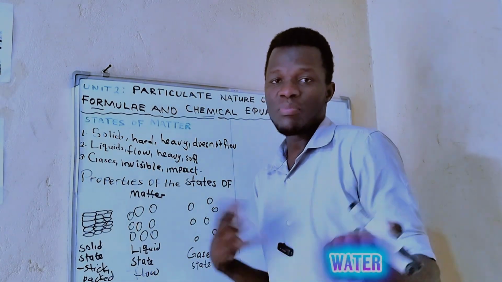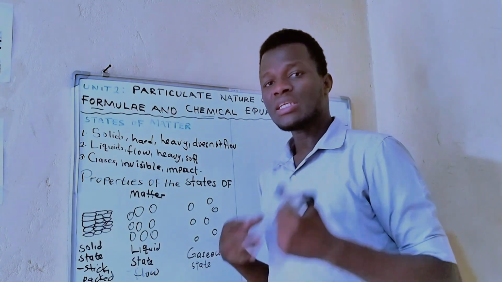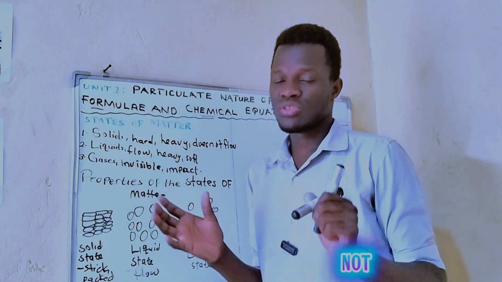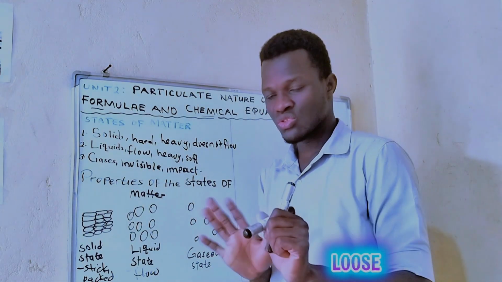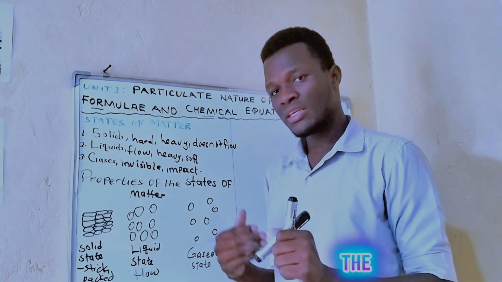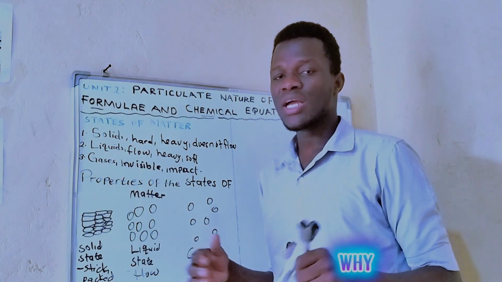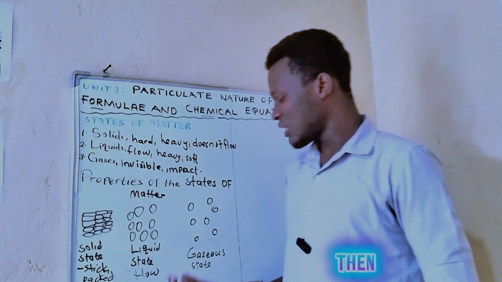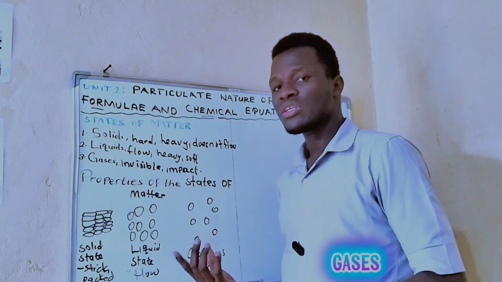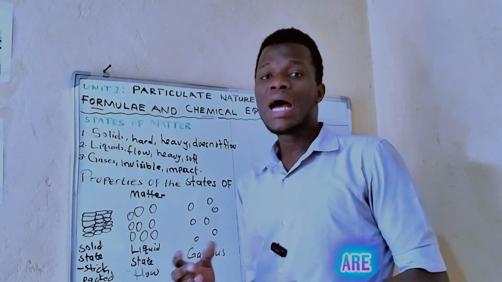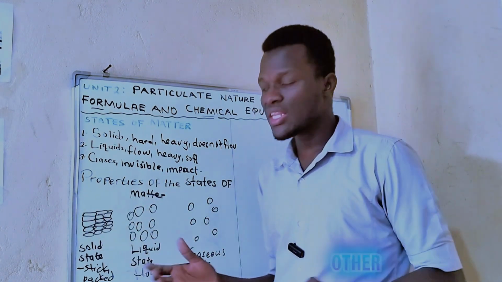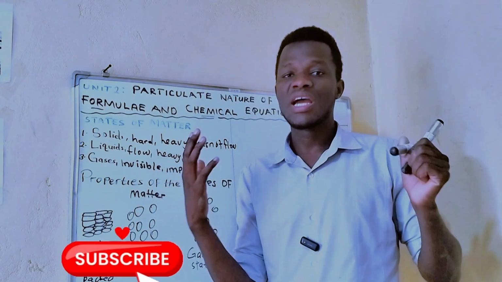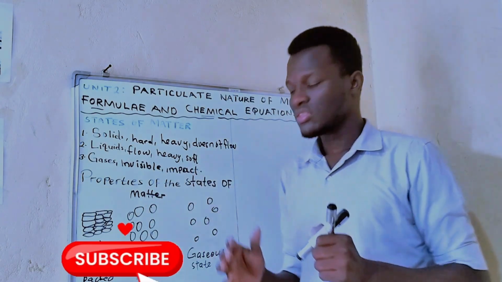Then we say something in a liquid state will always flow easily. Examples are water, porridge, and the like. When you pour it, they can easily flow. Then we say the particles are not that sticky, they are loose, not like for solid. The particles are loose. That is why it has the freedom to flow easily. And then we come to gaseous. We say the particles are far apart from each other. Then we say the particles move in different directions, not one direction.